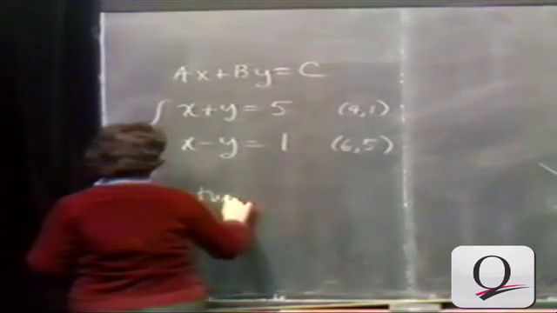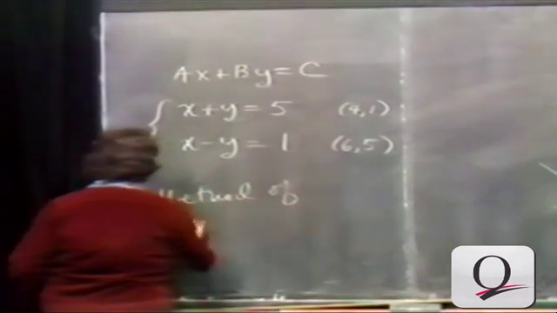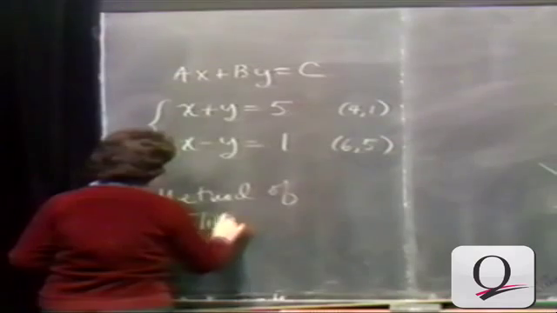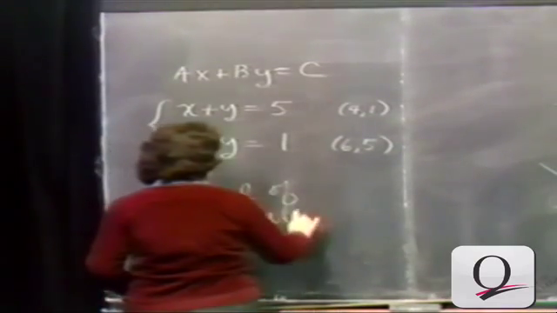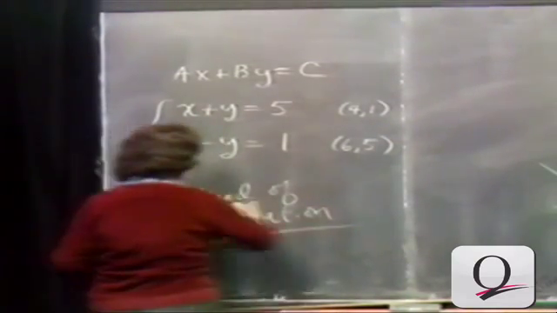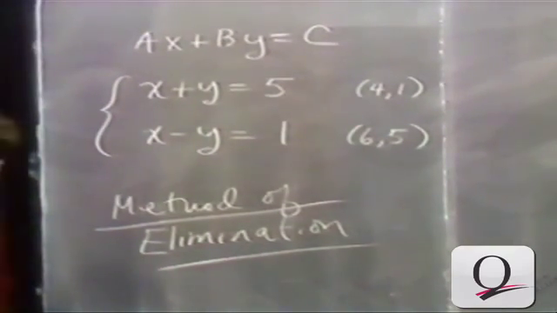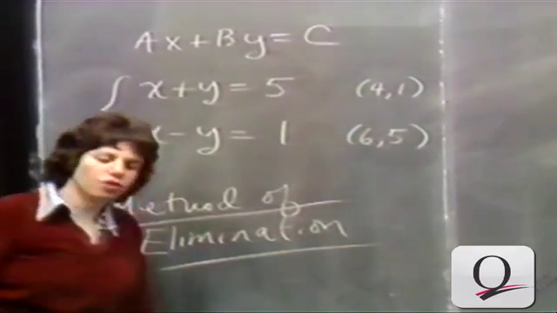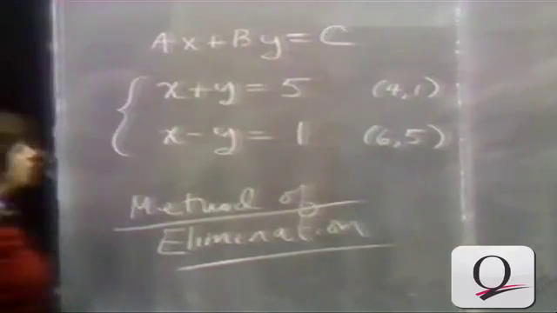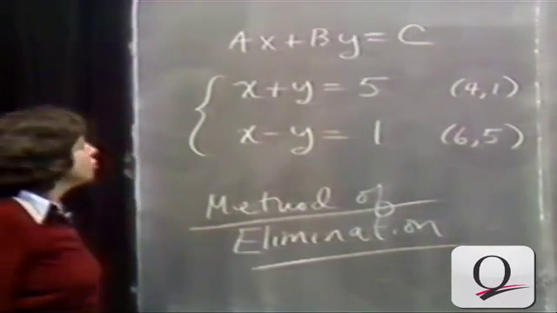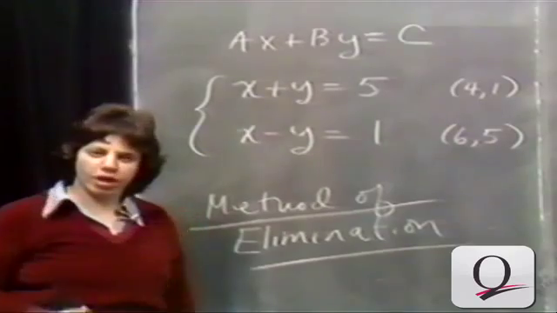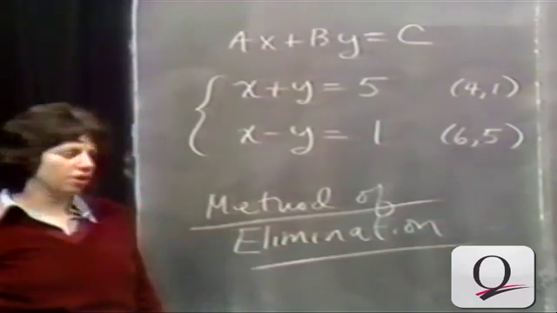Okay. There are other ways, but we will be concentrating in this videotape on solving this system using the method of elimination. The whole idea in the method of elimination is that we're going to try to eliminate one of the variables in the problem and reduce it to a problem where there is one equation and one unknown, which we all know how to solve.